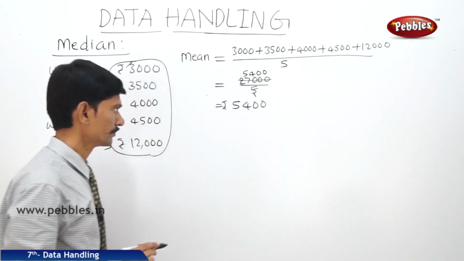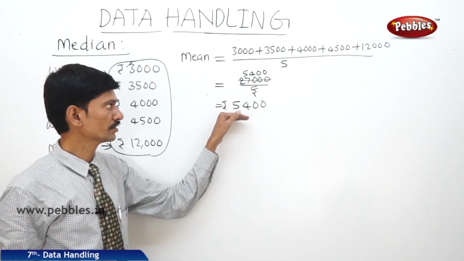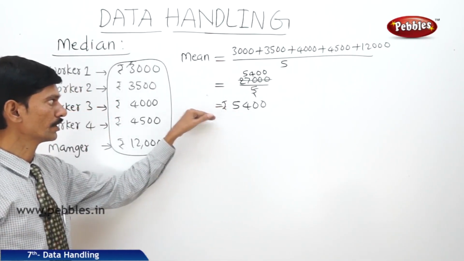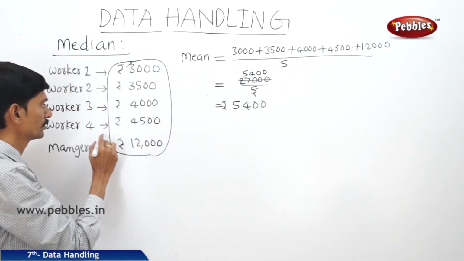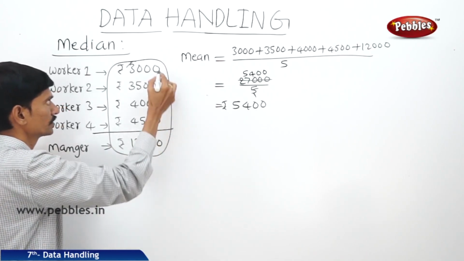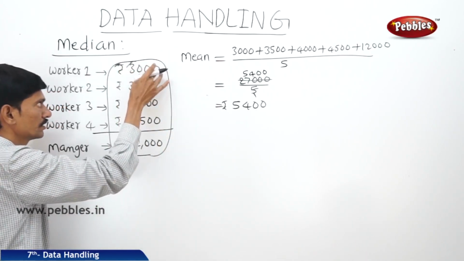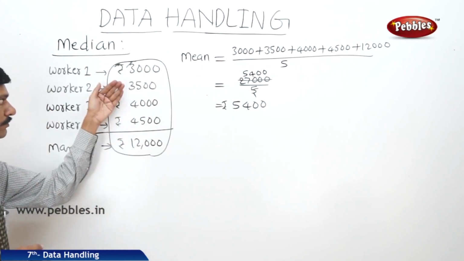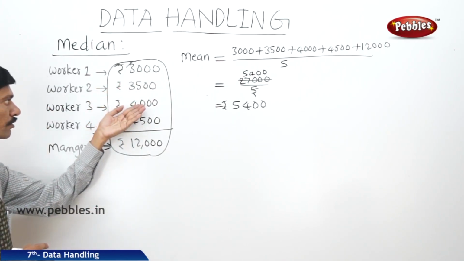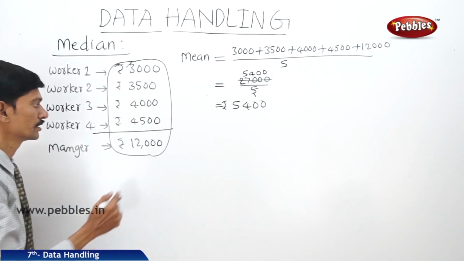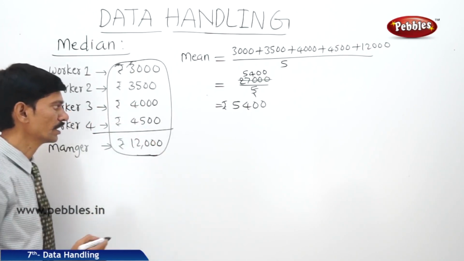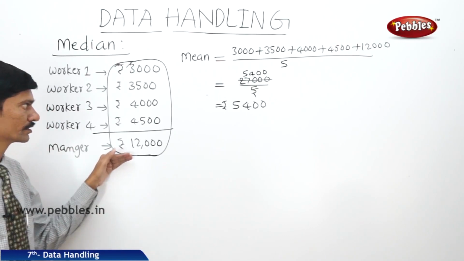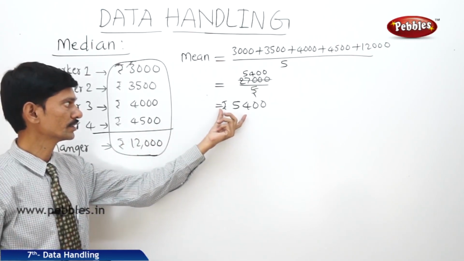But now this is not the correct representative value when you consider all the workers' salaries. All the workers' salaries are around 4,000, some less than 4,000 and some 4,000 or above. But here the manager's salary affects the representative value.